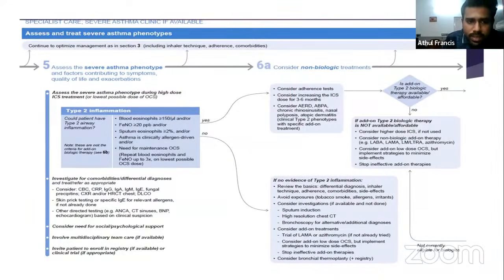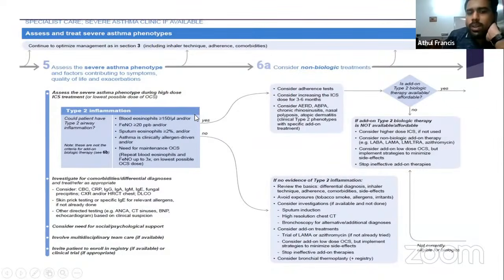So these are the investigations you should do. You take a blood eosinophil count. If you have FeNO, do a FeNO. It's all OR, so most of the centers don't have FeNO. If possible, do a sputum eosinophil. Take a proper history, whether it's allergic driven or not, and whether the patient has maintenance OCS.